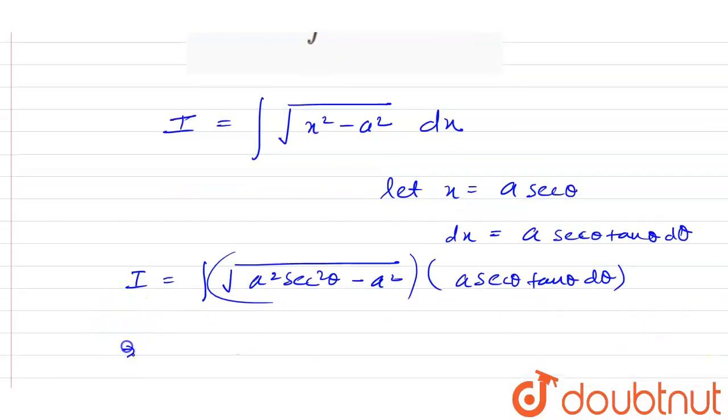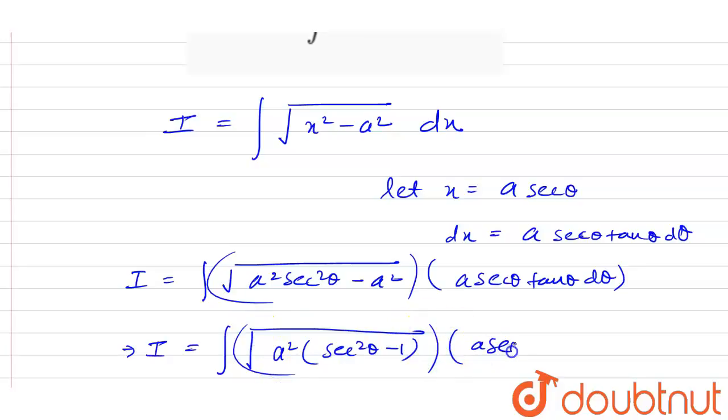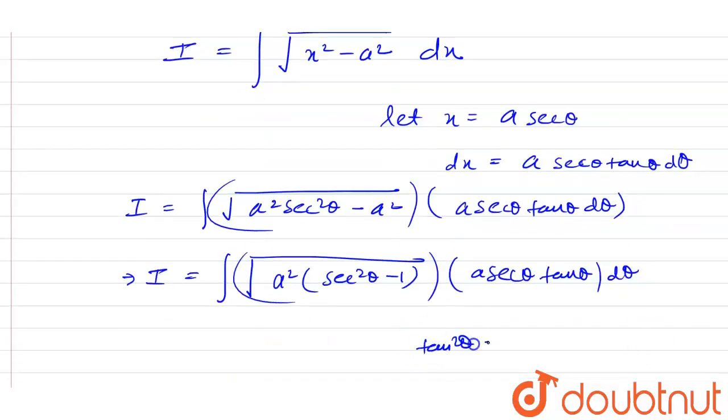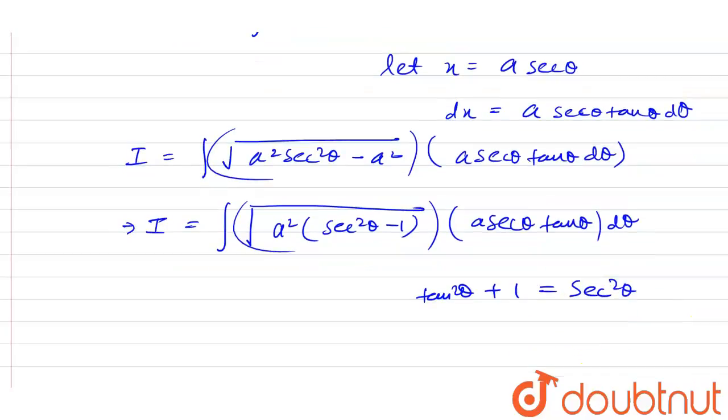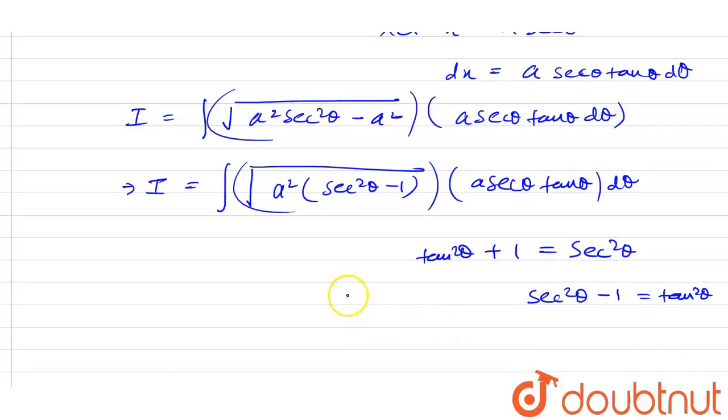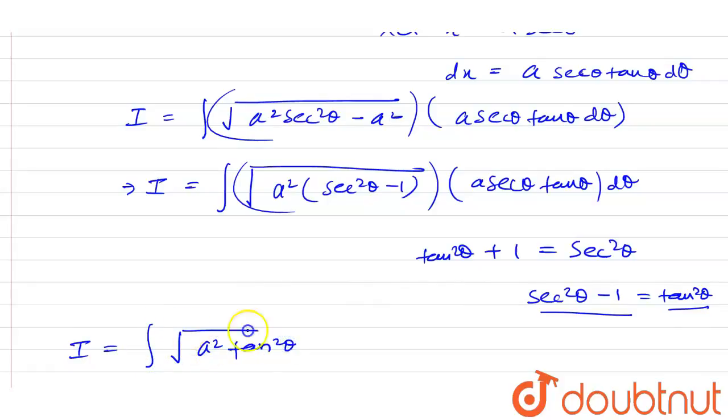Okay. Now I is equals to integration of under root. Now if we take a square common, so this becomes a square into sec square theta minus 1, okay, into a sec theta tan theta d theta. Now we know that tan square theta plus 1 is equals to sec square theta, or sec square theta minus 1 is equals to tan square theta. So in place of sec square theta minus 1 we write tan square theta. So I is equals to integral of under root a square tan square theta, okay, multiplied by a sec theta tan theta d theta.